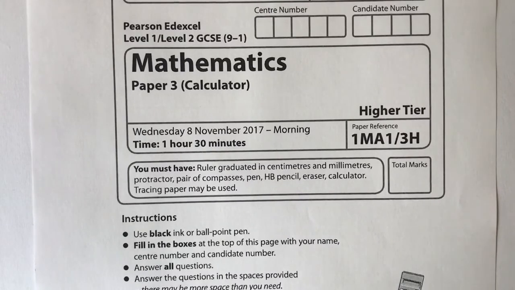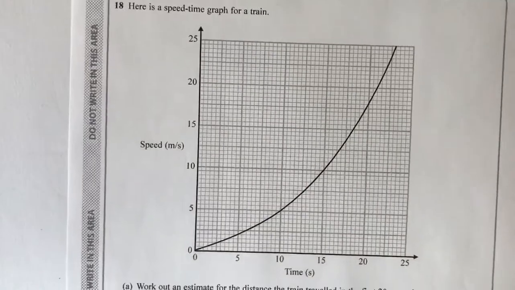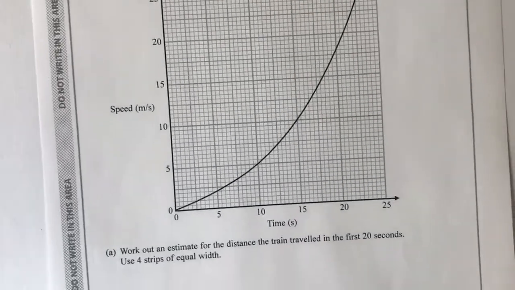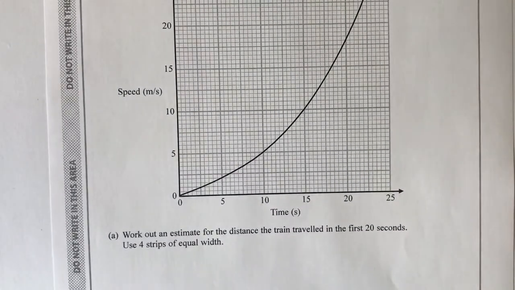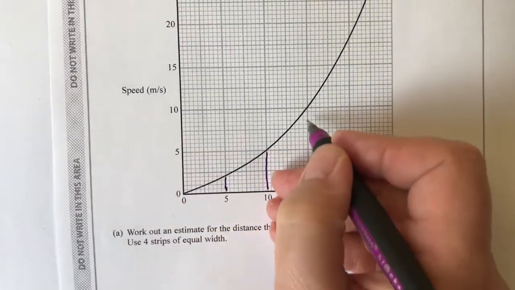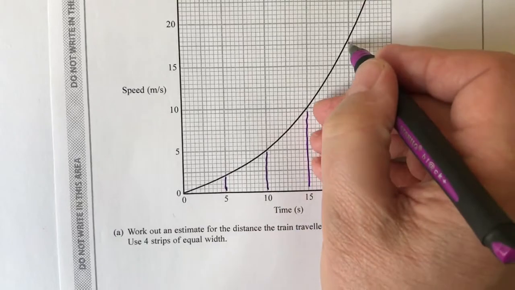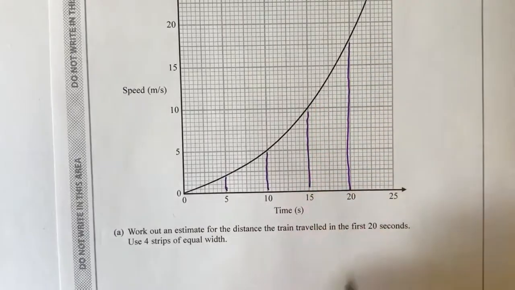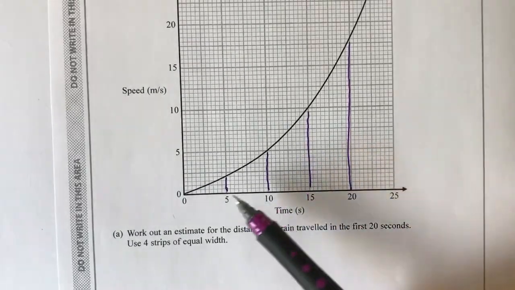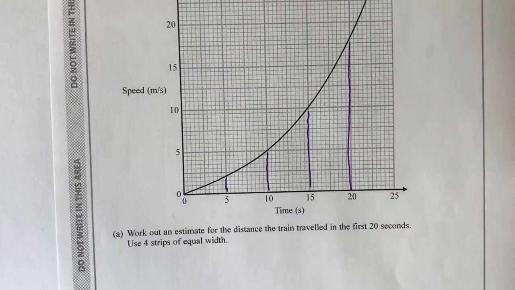Okay, so the first one is a speed time graph for a train, and it tells us that we need to work out an estimate for the distance the train travelled for the first 20 seconds using 4 strips of equal width. So really it's just a case of working out the areas of each of these strips, 4 equal strips. The way to do that would be to use the trapezium formula for these three, and also a triangle for area A.